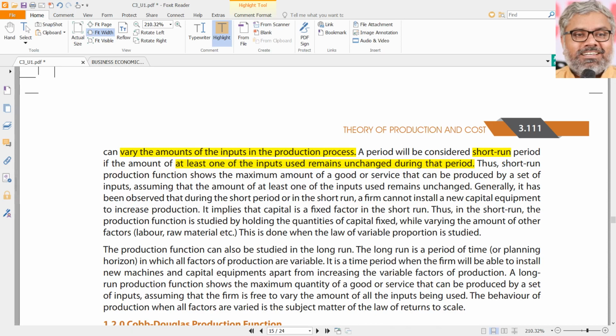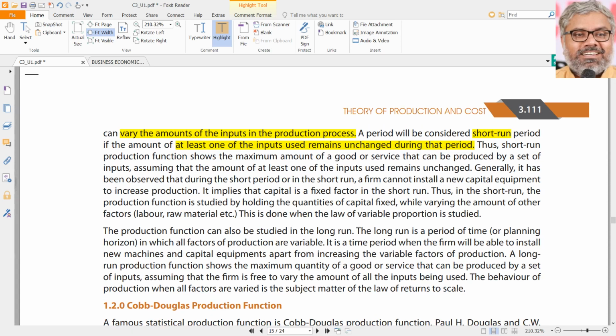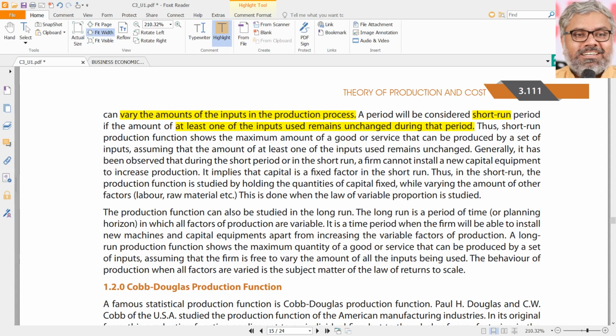So once again, to understand what a short run period is here, it is the period where at least one of the inputs remains constant, unchanged. That is what short run is. Okay. So that's what the short run production function tells us. What is that? The maximum amount of good or service that can be produced by a set of inputs, assuming at least one of the inputs remains unchanged. That's what we can call the short run production function.